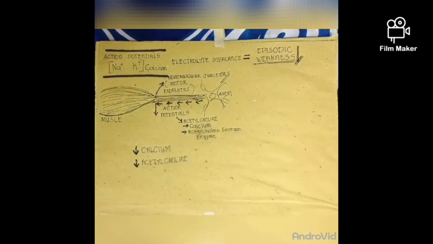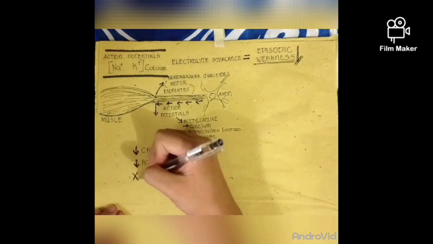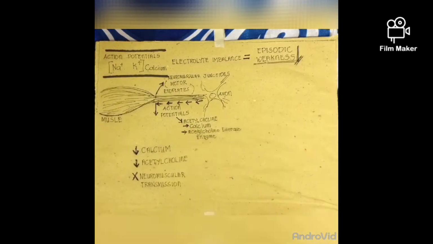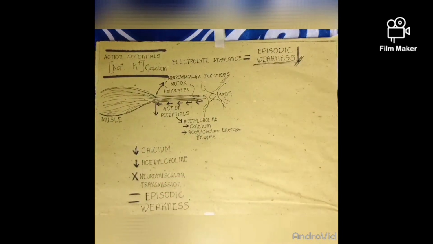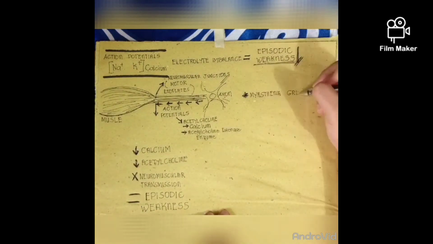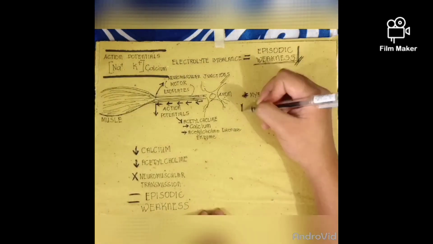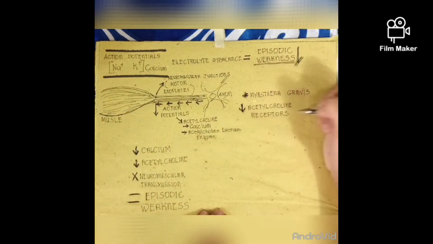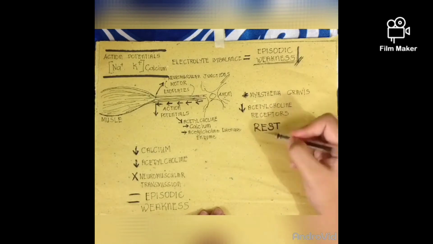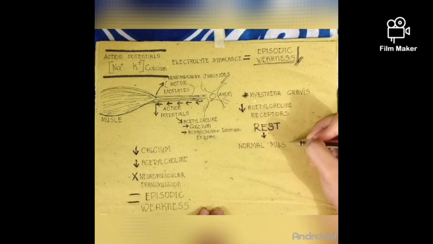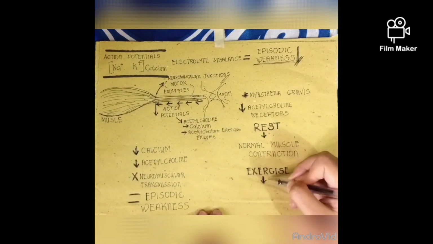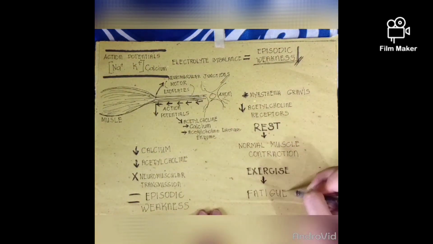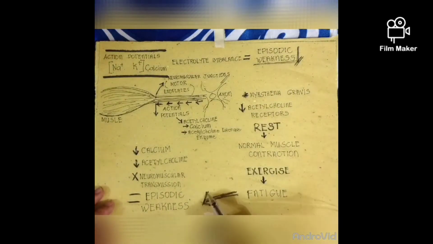Disturbances of calcium homeostasis affect acetylcholine and may adversely affect neuromuscular transmission, producing episodic weakness. Myasthenia gravis is an autoimmune disease affecting acetylcholine receptors. So normal muscle contraction occurs at rest, but during work or excessive exercise, fibers will easily fatigue. This will lead to episodic weakness.